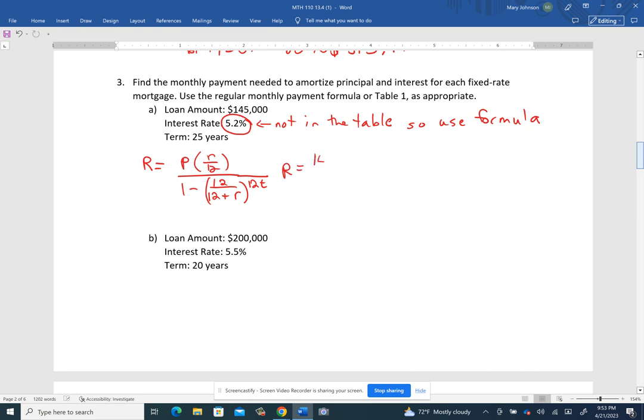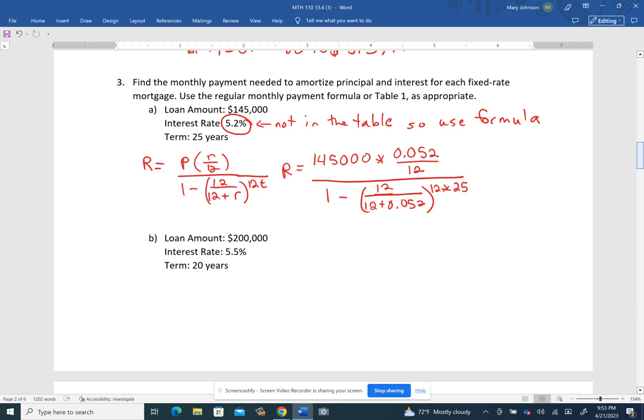Okay, so let's go ahead and get everything plugged in. So the principal would be $145,000. All right, we're going to multiply by the interest rate. And look, when you change that to a decimal, be careful. It's 0.052. You'll divide by 12 always. That's part of the formula. Okay. And then in the denominator, I'm going to do 1 minus 12 over 12 plus 0.052. And then that is going to be raised to the 12 times 25 because t is 25.